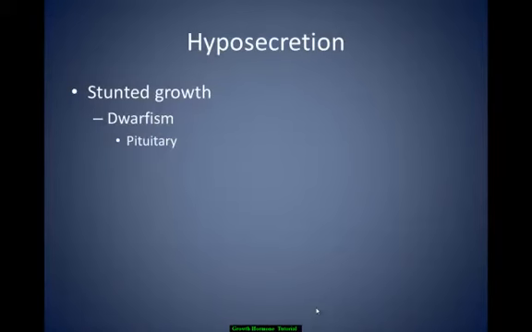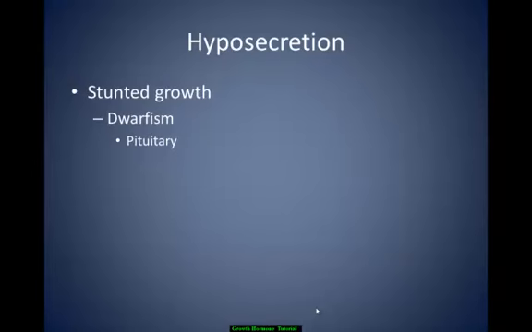Pathologies can occur when growth hormone is out of whack, whether it's hyposecreted or hypersecreted. In the case of hyposecretion, we get stunted growth. Clinically, we refer to this as dwarfism, and there are two types of dwarfism. There is pituitary dwarfism and achondroplastic dwarfism.